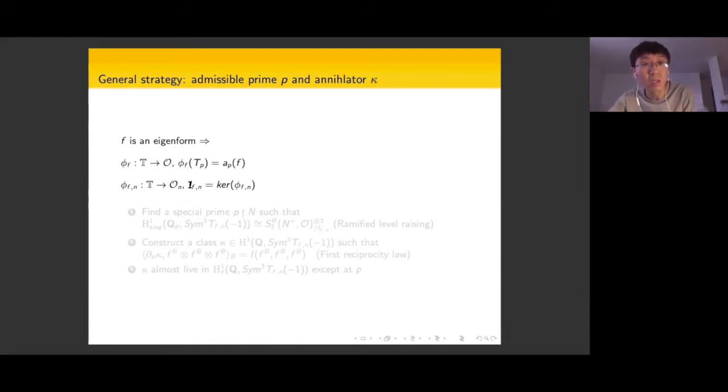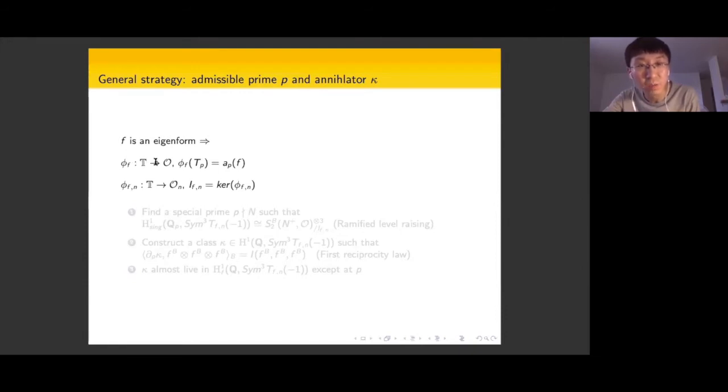Okay, now I want to introduce actually two crucial ingredients for the proof. So, more notation first. If F is an eigenform, then I will denote by phi sub F the morphism from the Hecke algebra to O.